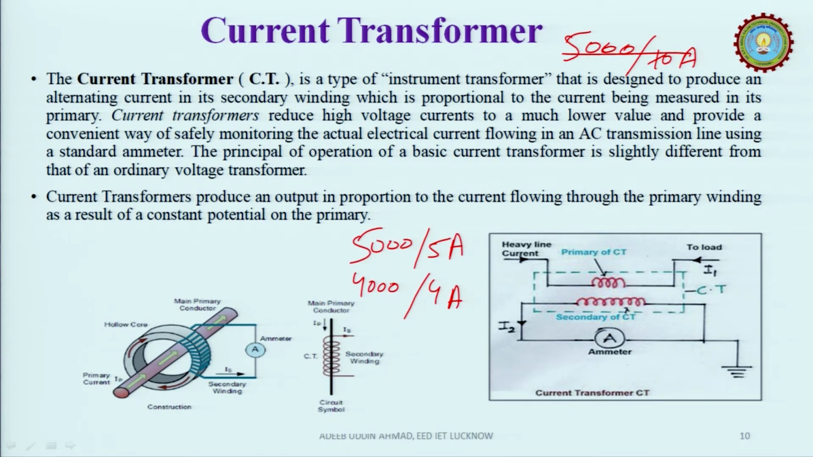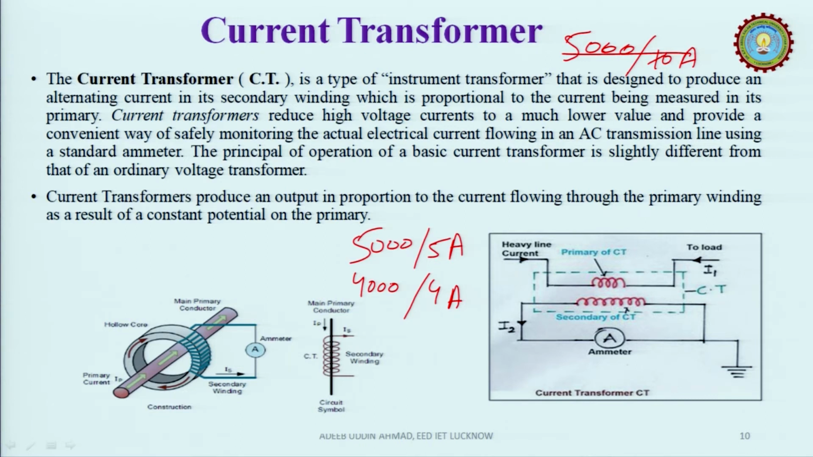Now, we can check this current with the help of some conventional or basic ammeter. The principle of operation of a basic current transformer is slightly different from the ordinary voltage transformer, as I told you earlier. The current transformer produces an output which is proportional to the current flowing through the primary winding, as a result of the constant potential on the primary. We have some constant potential, but the value of current will increase, so that this increment in the current will lead to an increment in the secondary current.